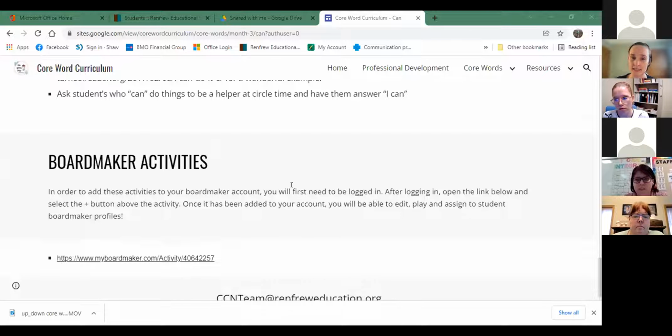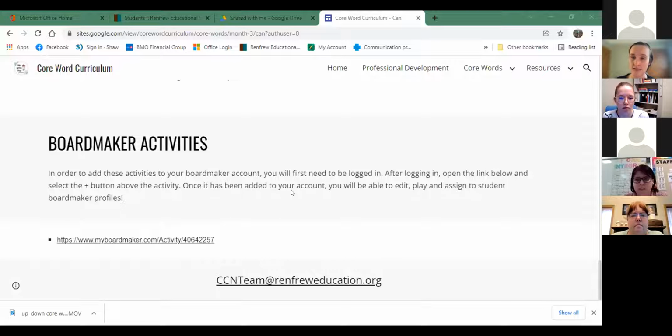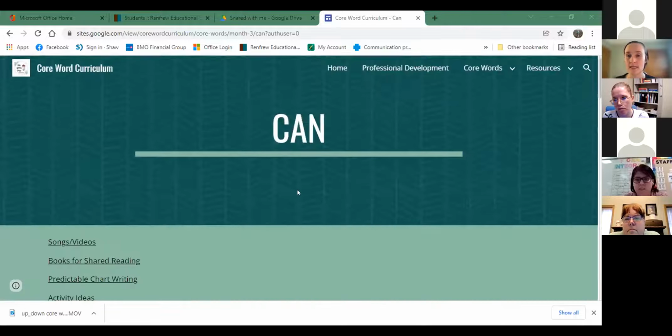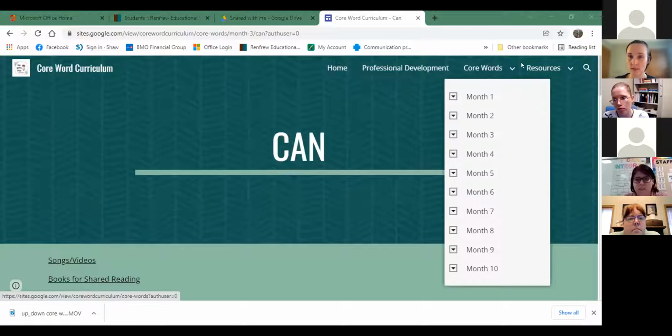We have also added in some pre-made Boardmaker activities. So things that are interactive that you can share on your smart screen, and people can take turns doing this activity, or it's something that you can do one-on-one with the student if that's appropriate in their learning context. So there's what the core words look like.